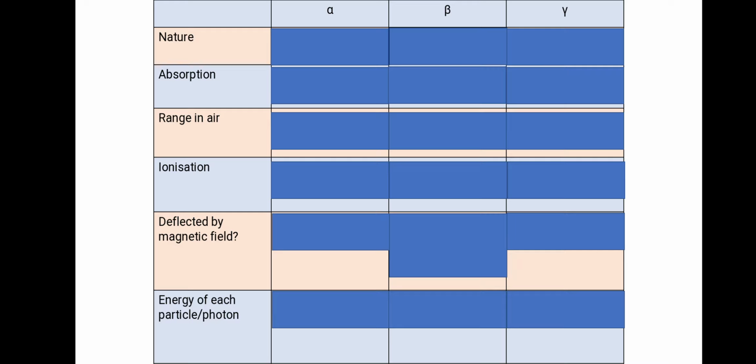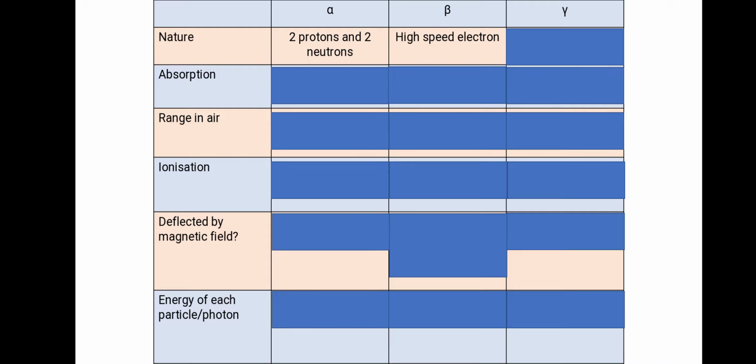So just a bit more information. Nothing really difficult on this video. So the nature of alpha particles, just going to go through this information one little piece at a time. So alpha particles are simply 2 protons and 2 neutrons, the helium nucleus. The beta particles are high-speed electrons, and gamma is a photon in the mega electron volt range. It's a very high frequency electromagnetic wave.